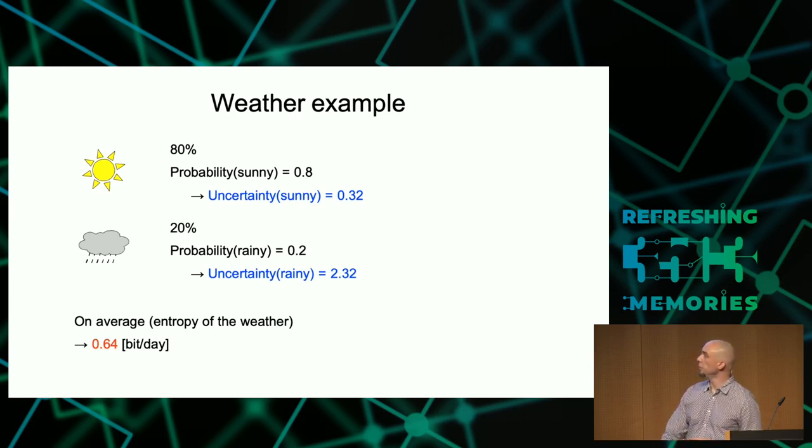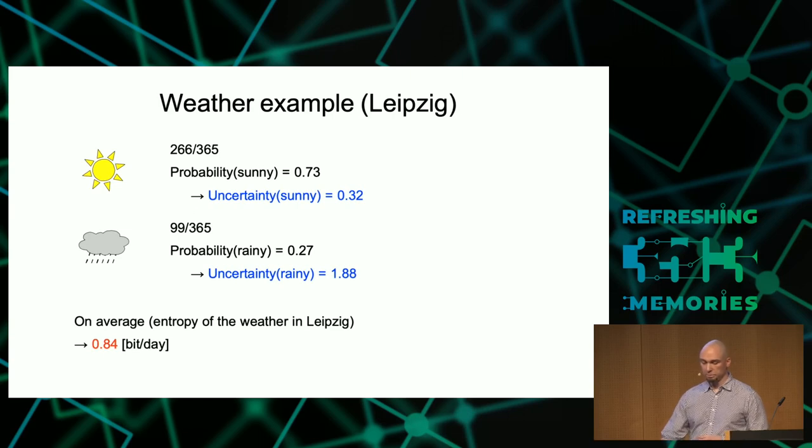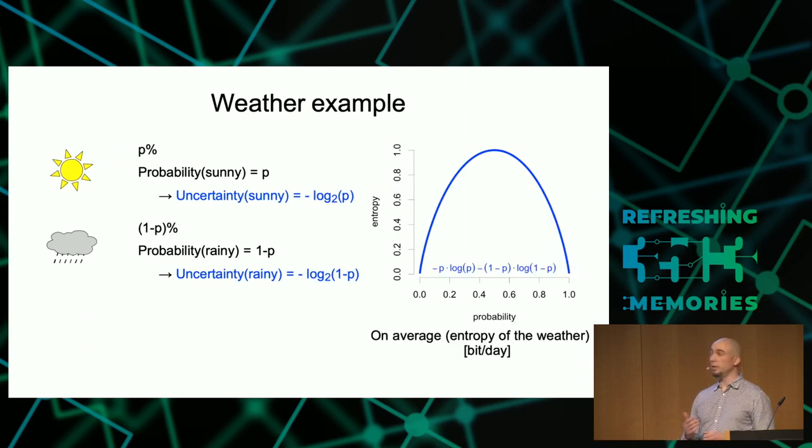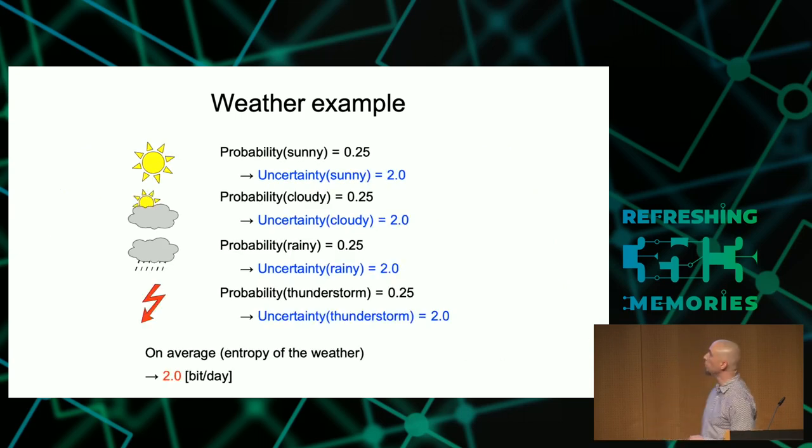With 80-20, you get a certain bit number per day, in that case 0.64 bit per day. And you can do that for Leipzig. In that case, Leipzig has 99 rainy days per year, according to the Deutsche Wetterdienst, and this gives you an information of 0.84 bit per day. You can do it in a general way. So let's say you have one event with a probability of p and another event with a probability of 1 minus p. And then you get this curve, which shows you that the information content is actually maximal if you have maximal uncertainty, okay? If you have equally likely events. If you have more possible events, in that case, four different ones, sunny, cloudy, rainy, and thunderstorm, you get 2 bits. And this is because of the logarithm. So if you have double the amount of events and they're equally likely, you get 1 bit more. Okay? Hope I didn't lose anyone.